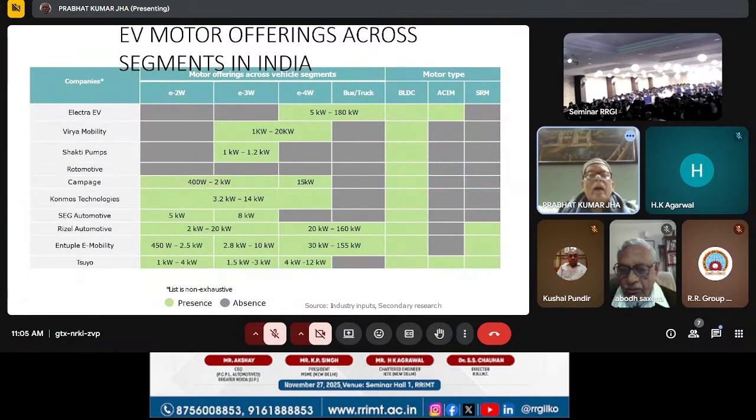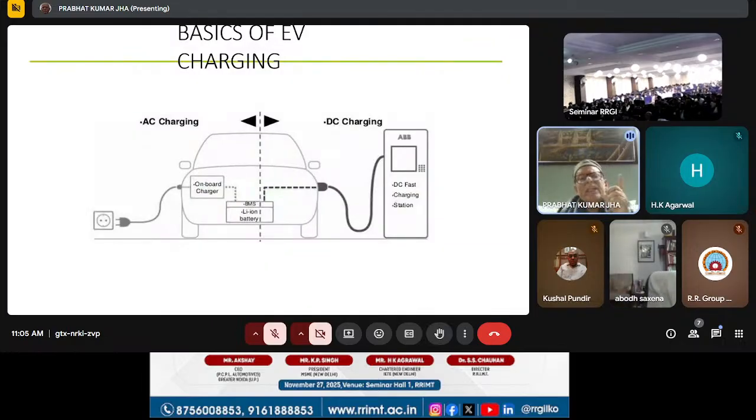Then EV motor offering across segments in India, different segments, the motor type, the motor offering across vehicle segments, you can find out, and the details are there. The source is industry inputs and the researches. So you can also get these data. Now, basics of EV charging is what? The AC charging and the DC charging. So somewhere you will feel that, as I have seen in Korea and other places, the DC charging is direct DC charging is there also.